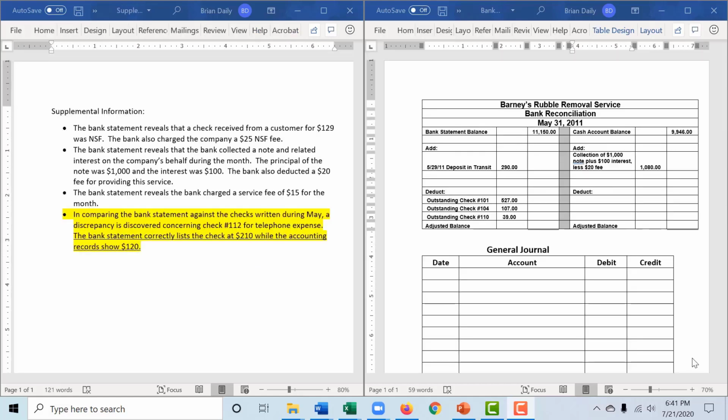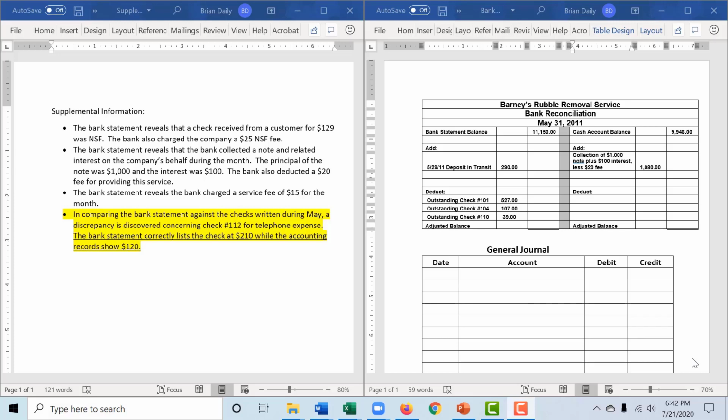In reviewing the supplemental information, we see that in comparing the bank statement against the checks written during May, a discrepancy is discovered concerning check number 112 for telephone expense. The bank statement correctly lists the check at $210, while the accounting records show $120. From this information, we see that the bank correctly reported the amount of this check, but the company did not. Therefore, when we correct this error on the bank reconciliation report, we know that the correction has to be listed under the cash account balance since the cash account is currently reflecting the incorrect amount.